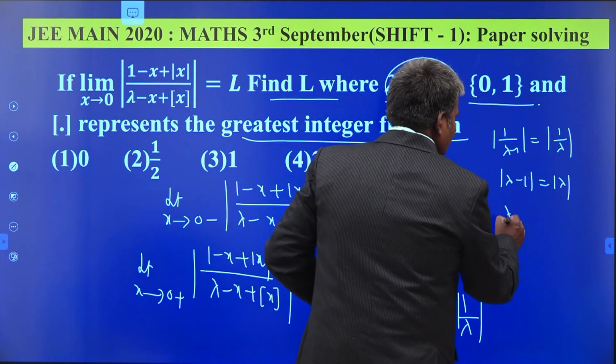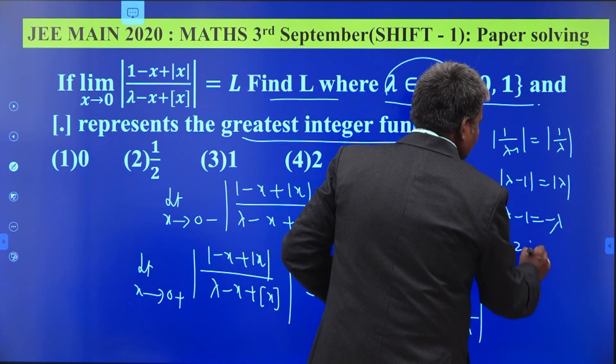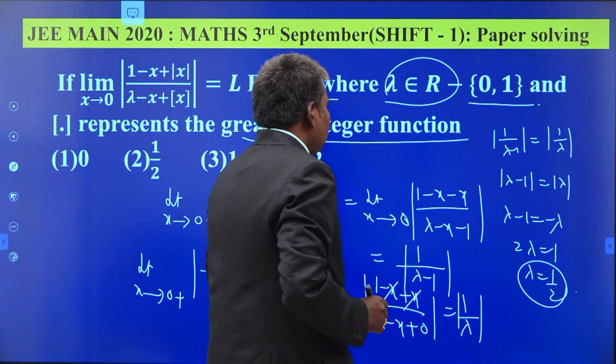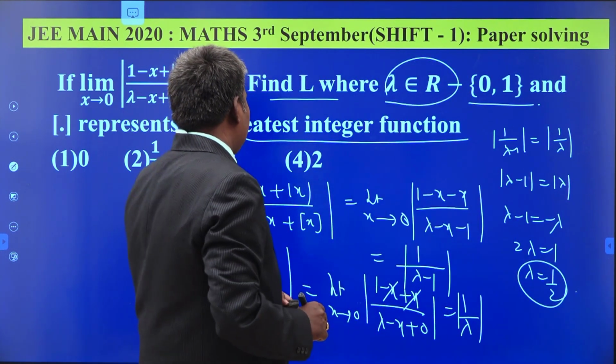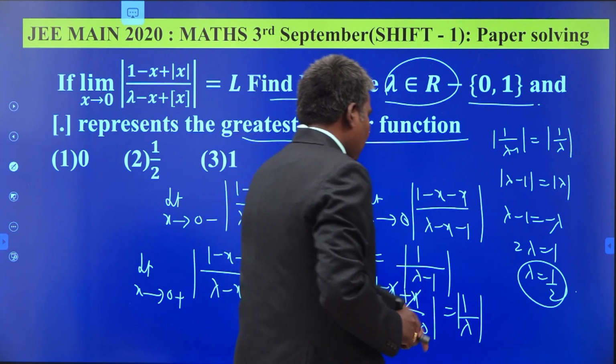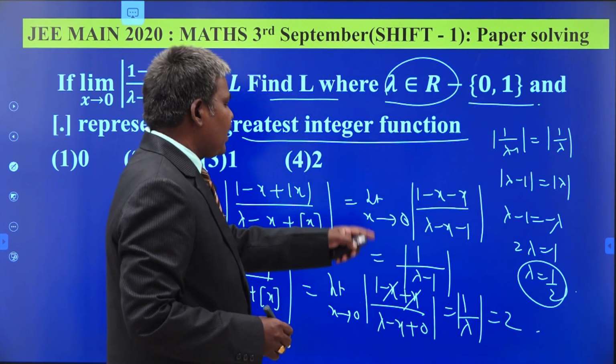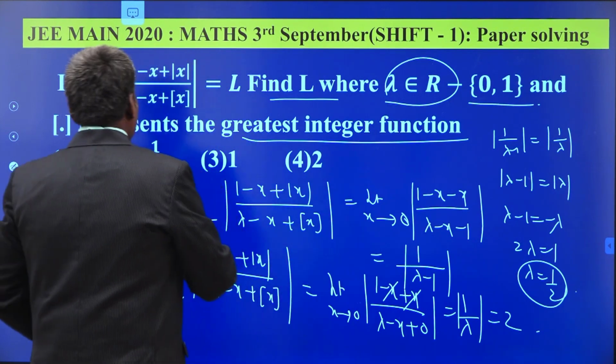So we have to take lambda minus 1 is equal to minus lambda, 2 lambda equal to 1, lambda is equal to 1 by 2. So your lambda must and should be 1 by 2. Then what is my limit value? Modulus of 1 by lambda, that is 2. So 1 by 1 by 2, that is your 2. So the answer is 2.